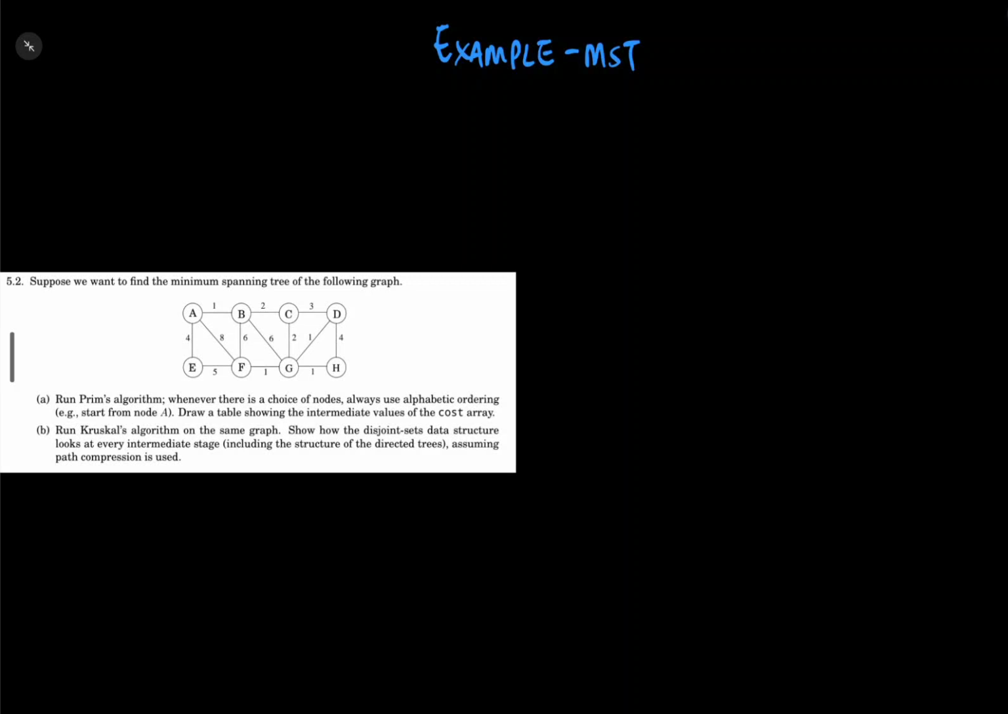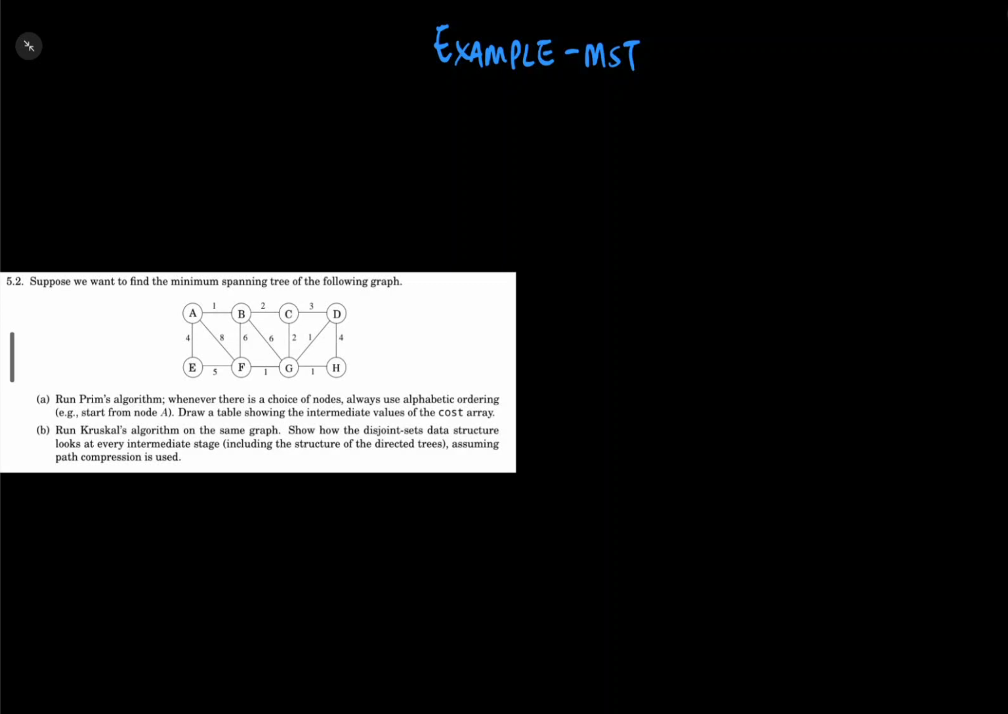So let's look at this example. We have this graph and I'll be solving the A question, and I would like for you to solve the B question using the idea we shared in the video before this one. So we want to run Prim's algorithm, and whenever there is a choice of nodes, we use alphabetic ordering starting from node A. So we want to draw a table showing the intermediate cost of array.